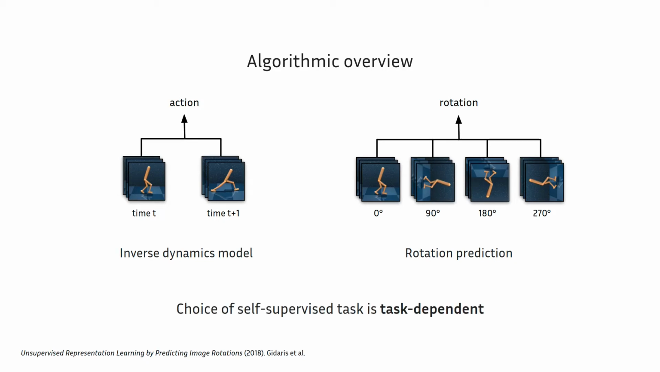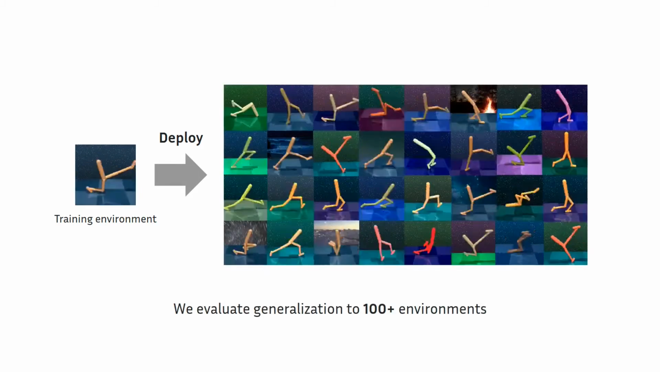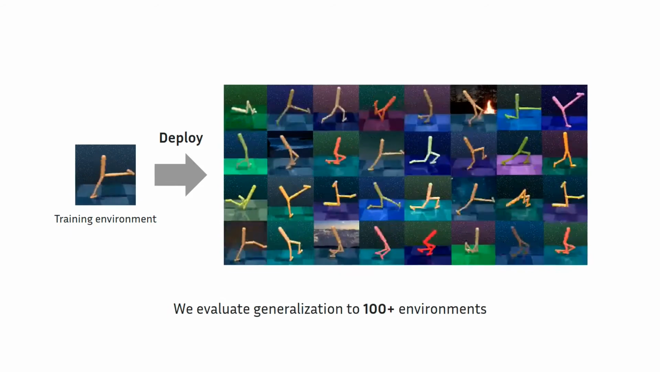We find that the best choice of self-supervision actually depends on the RL task. But in general, learning an inverse dynamics model is better for tasks that require more motor control, and rotation prediction is usually better for navigation tasks. To evaluate our method, we learn policies in a fixed environment, and we then evaluate the learned policies in more than 100 environments and across many different tasks.